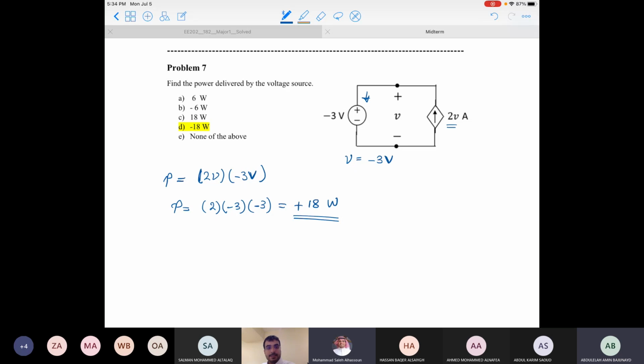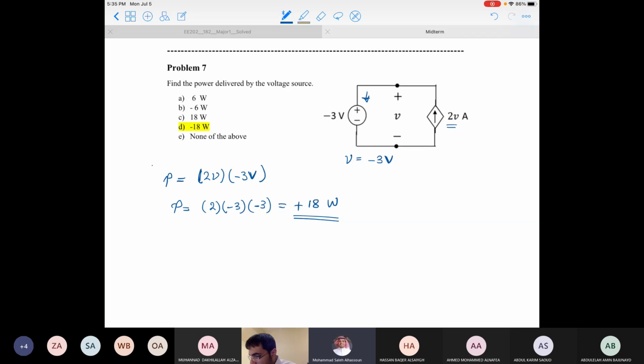Dissipates power. Yes, the source is actually dissipating energy. So my assumption here, if I ask what's the power delivered by that source, what can you say? Since we assume that it's delivering and we got a positive, so our assumption is correct. So it will be minus 18. Is that correct? Our assumption is incorrect.